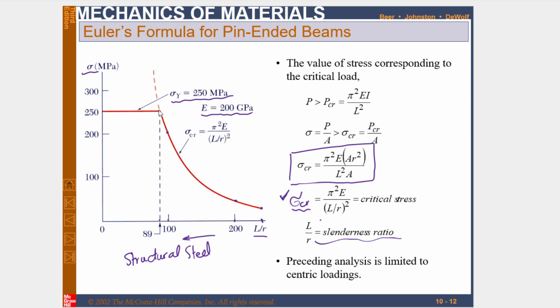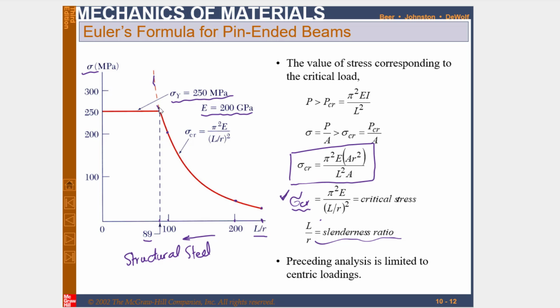At 89 it is 250, and it is going to increase. I will repeat, when you reduce the slenderness ratio, the critical stress will increase. So at some point, the value of critical stress increases. It means the strength of the column is increasing.